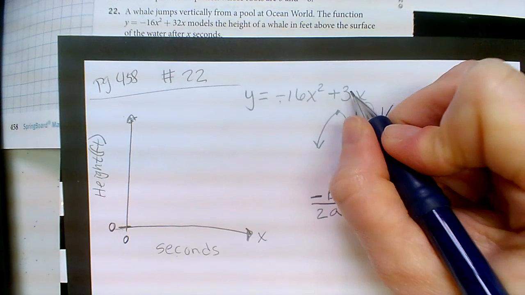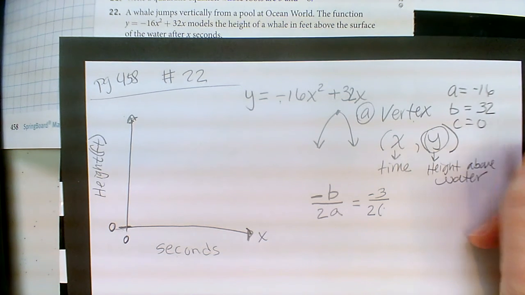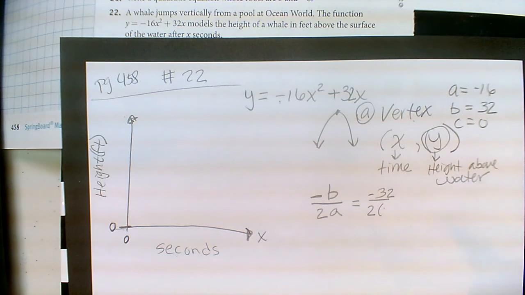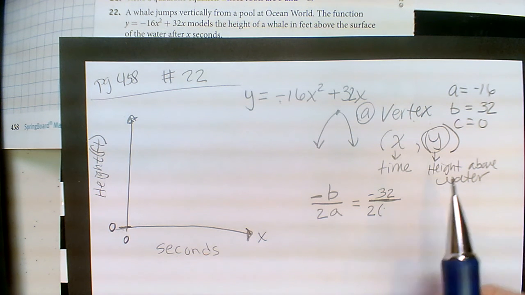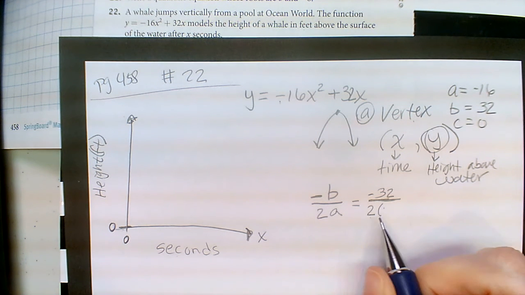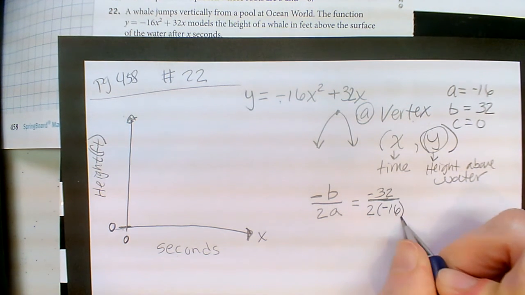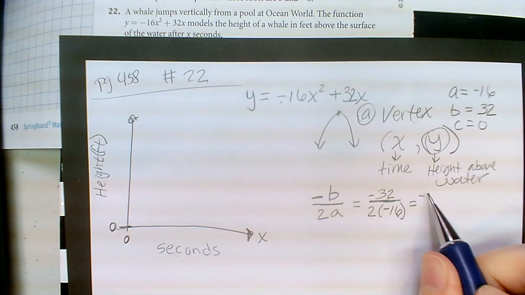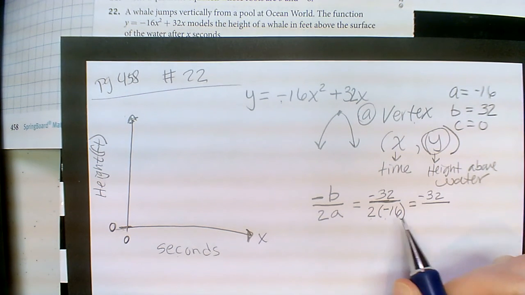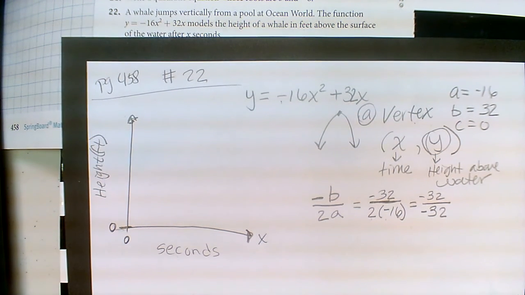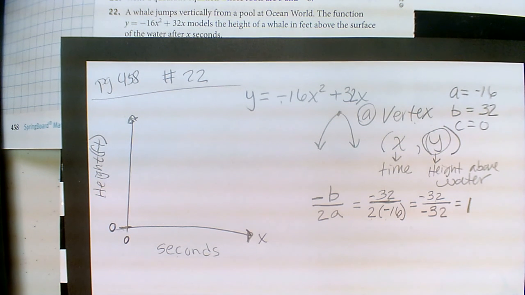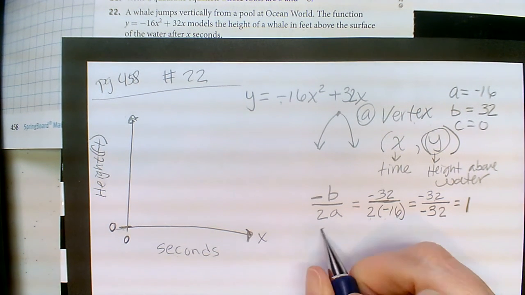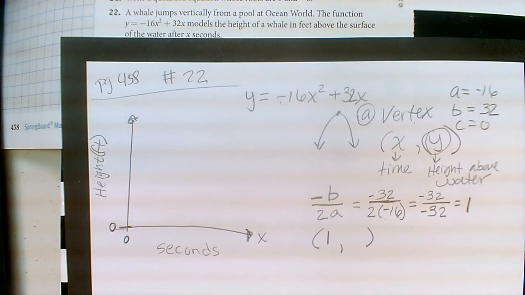I'm such a silly goose, this should be 32. Oh my goodness. There we go. I'm slipping, y'all, but I caught myself. Okay, so I know y'all were out there shouting at me. It's 32. Negative 32. All right, so 2 times, what's a? Negative 16. All right, so we've got negative 32 divided by 2 times negative 16, which is negative 32. Negative 32 divided by negative 32 gives us positive 1. Okay, so for our vertex, we know that the x value is 1.